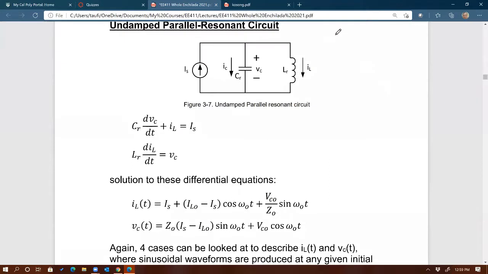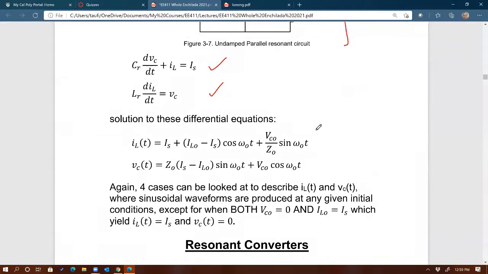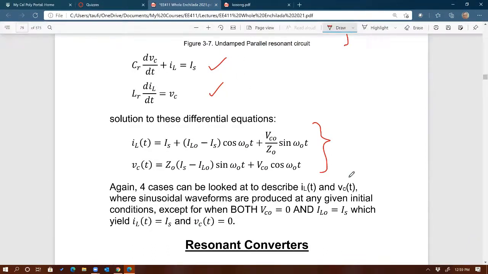Same thing with this one right here. This is called a parallel resonant circuit, right? This is one of the basic resonant circuits you learn in 212. You have a capacitor in parallel with an inductor, in parallel with a current source. Again, you have KCL, KVL right there, and 2 equations, 2 unknowns.